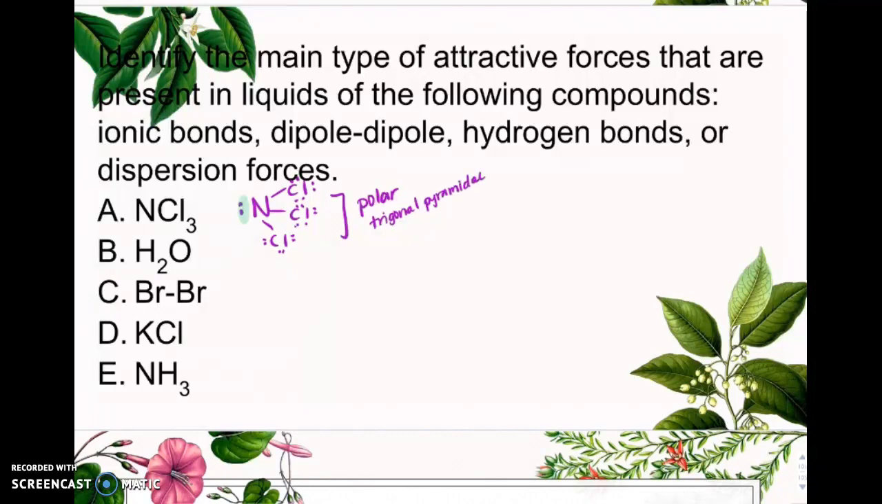Trigonal pyramidal. Is it going to be ionic? No, because it's obviously covalent, no metals, so not ionic. This is going to be dipole, because it's polar, but it doesn't have hydrogen, so no hydrogen bonding. So this is going to be dipole. All right, so for water.